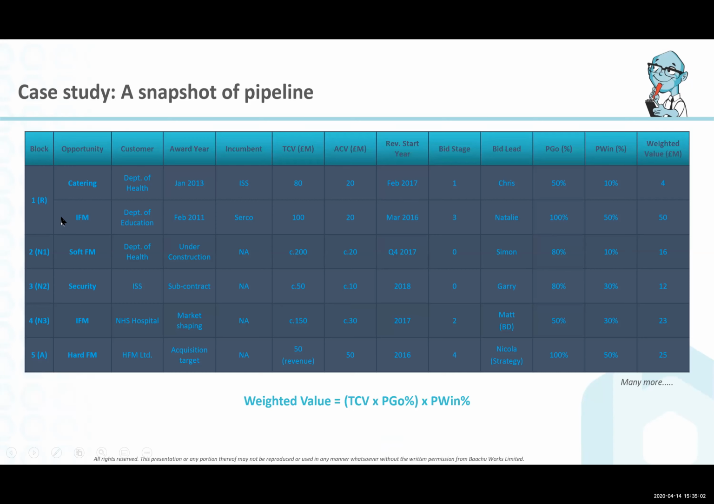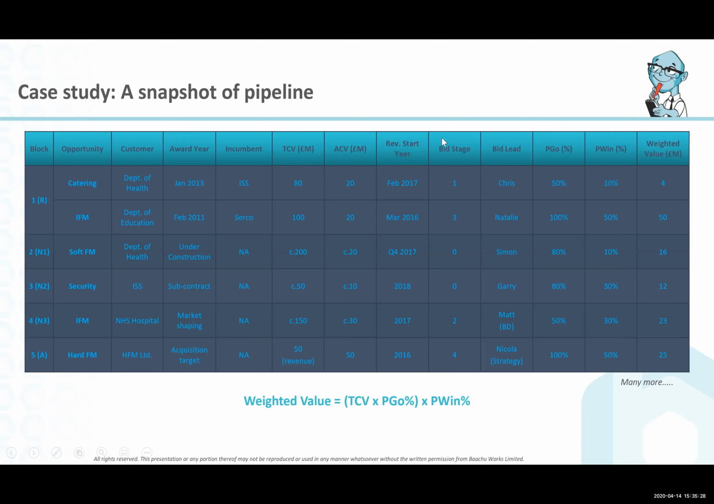My blocks: this is a rebid, this is a new bid, and this is a subcontractor bid, and this is a new opportunity that's going to come and hit the market, and then this is our acquisition target. So some of the elements here: when it's going to be awarded, who is running it, total contract value, average contract value, when the revenue is going to start, which stage of the bid it is. If you have a bid governance in your company, look at which stage, how they are classifying the opportunities. That's another way. It's a very interesting thing that you can look into.